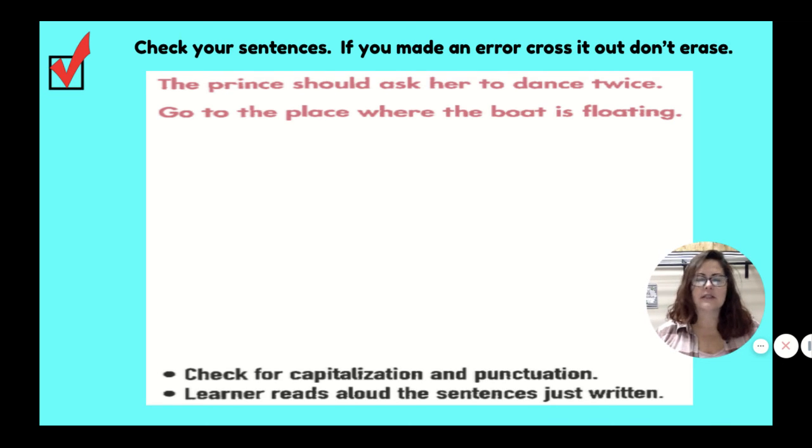And now we're going to see if we're correct. If you made an error, cross it out, don't erase, and write the correct word or mark or capital letter above where it needs to be. Take a minute to make those corrections. And then I want you to read out loud those 2 sentences.